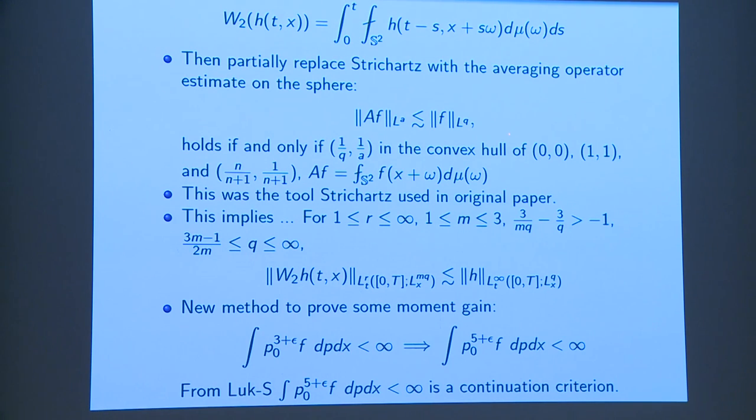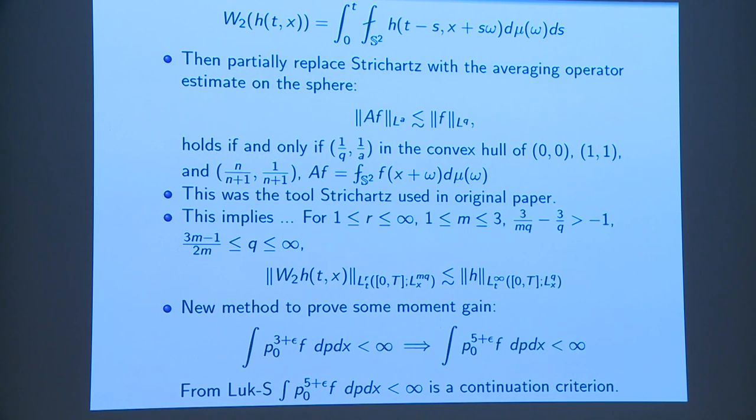This is an averaging operator. You have this Strichartz estimate, a known sharp estimate for the averaging operator on the sphere, and you can generalize that to an estimate for the W2 operator directly. This streamlines a lot of stuff, and it holds for a range of exponents that I won't punish you by explaining.